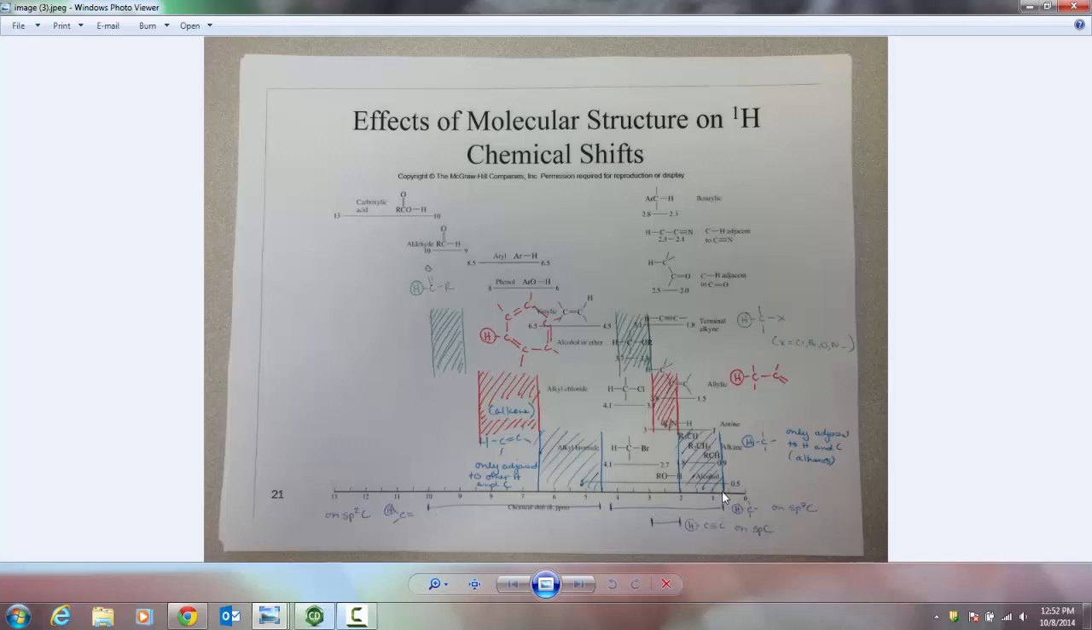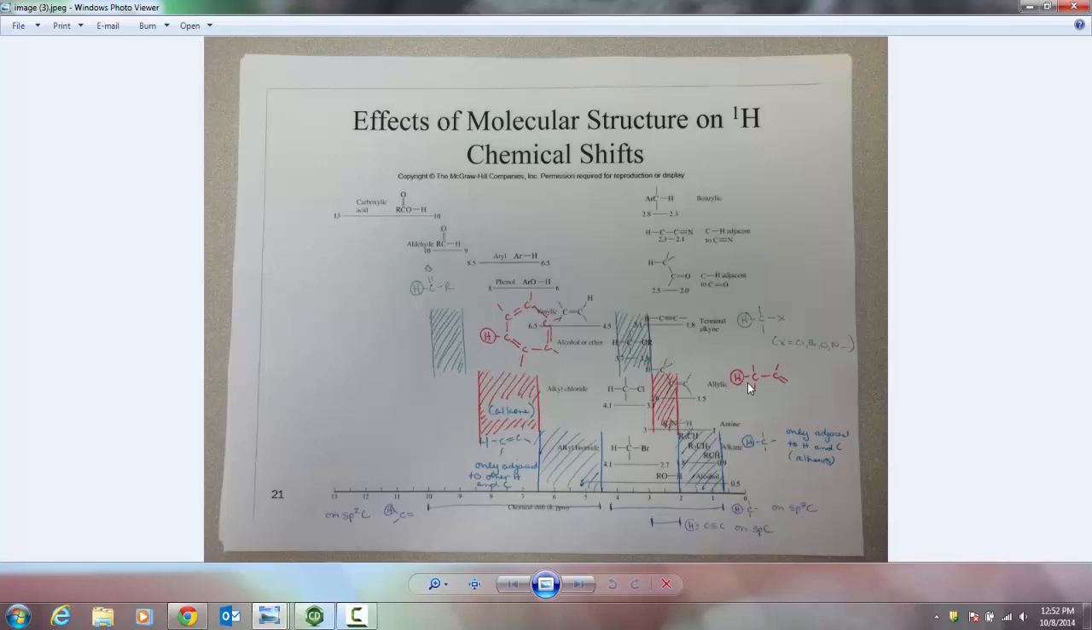In this region just below 1 to right around 2 parts per million, we find protons on sp3 hybridized carbons that are surrounded by only other carbons and hydrogens. In other words, we're in the alkane region. And that's where you're going to find protons that are literally on an alkane chain part of a molecule.